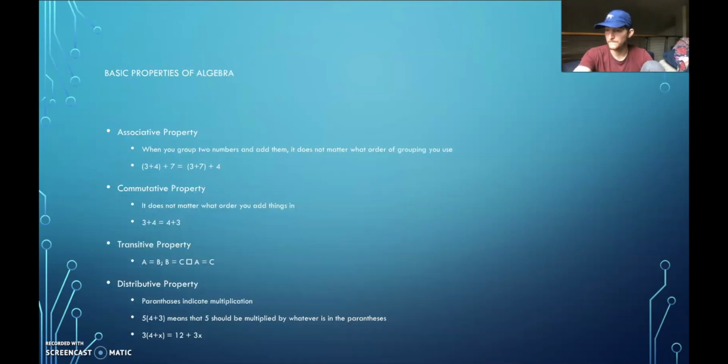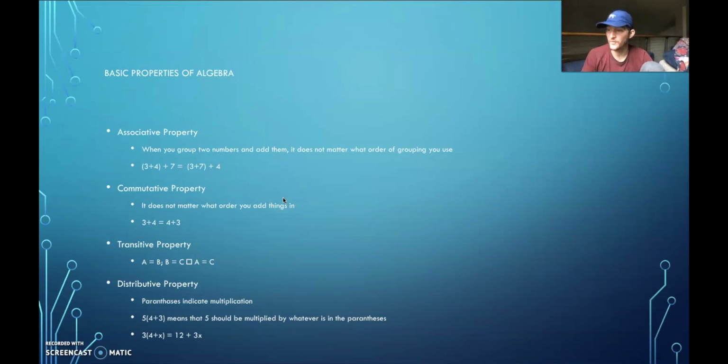All right. Next up, we have the basic properties of algebra. We're going to go over the 4 main ones for right now, just to review the rules by which we can solve an equation. So the associative property is when you group two numbers and you add them. It doesn't matter what order of grouping you use.